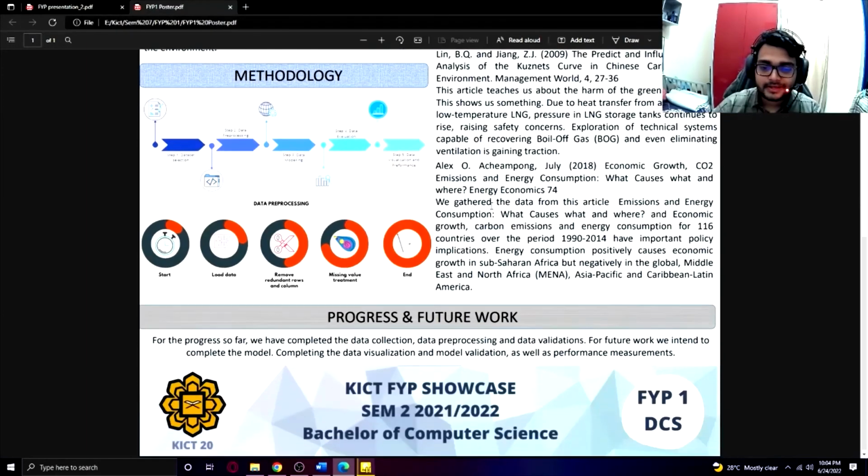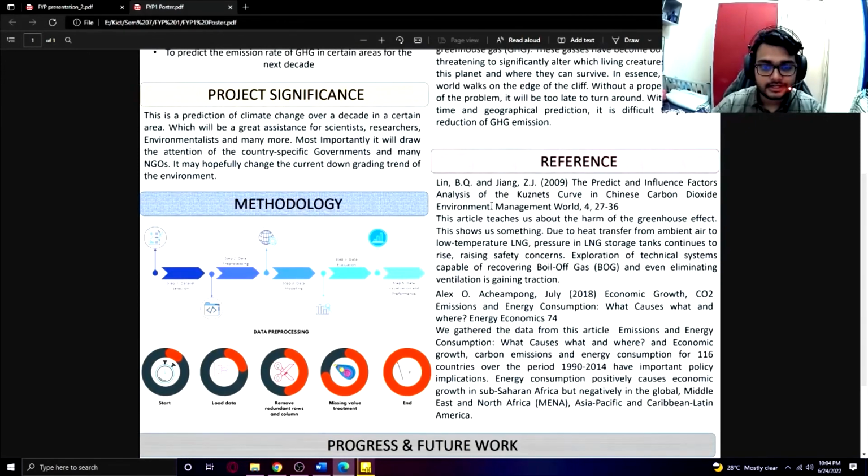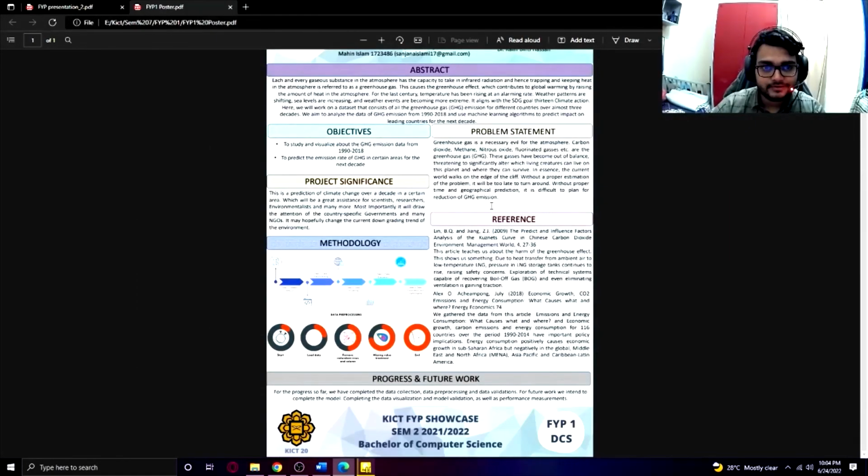For the progress and future work for this FYP1, we have so far completed the data collection, data pre-processing, and data validation. For future work, we have chosen to complete the model and validate it, along with data evaluation, data visualization and performance improvements, and in the end maybe performance measurements. That will be all for FYP1, and the end of the FYP1 presentation as well. Assalamu alaikum. Thank you very much.